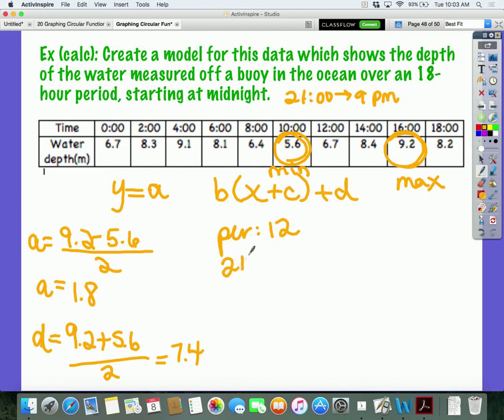And we know our formula is 2 pi over b. So we set that equal to 12 and solve for b. Pi over 6. Almost done. We have our A, we have our B, we have our D. The last thing we don't have is our C.